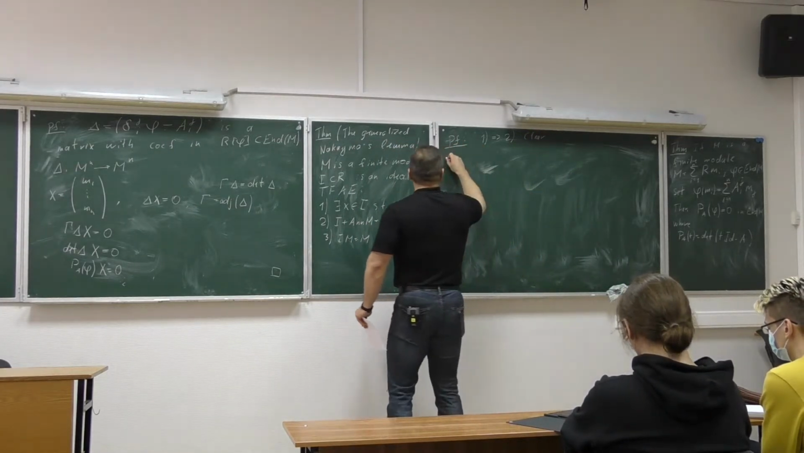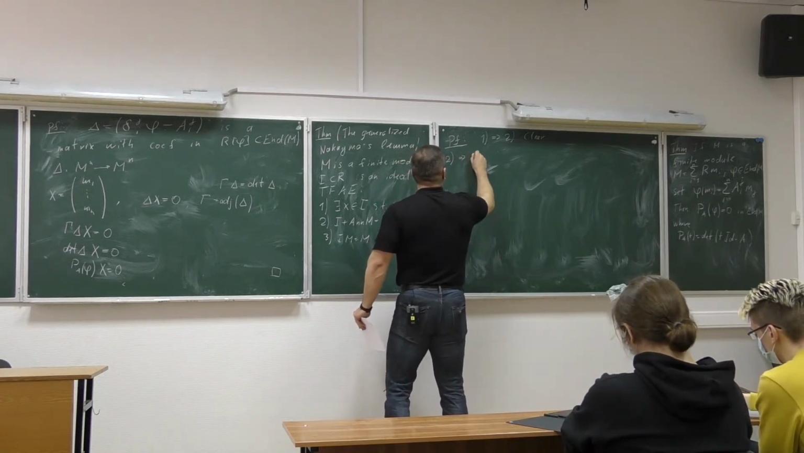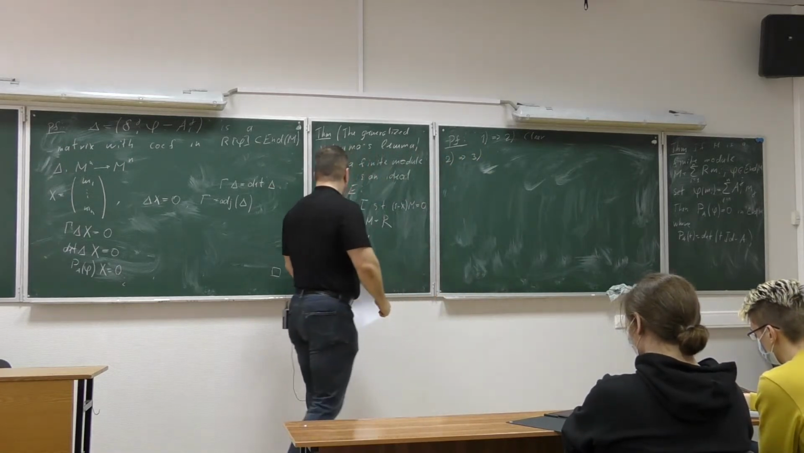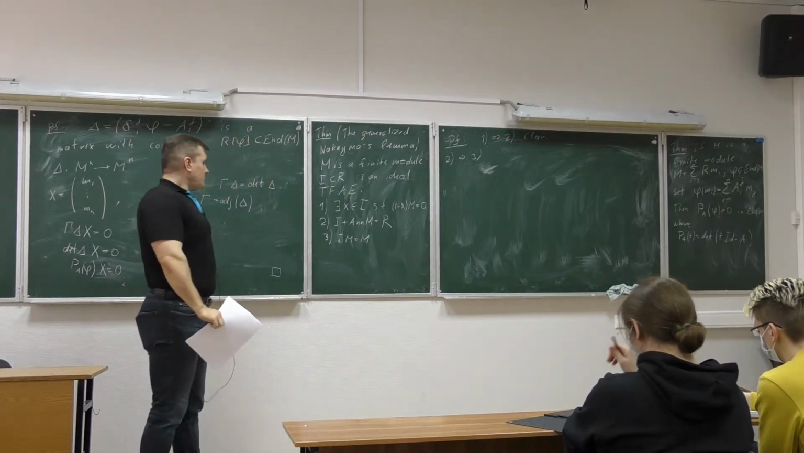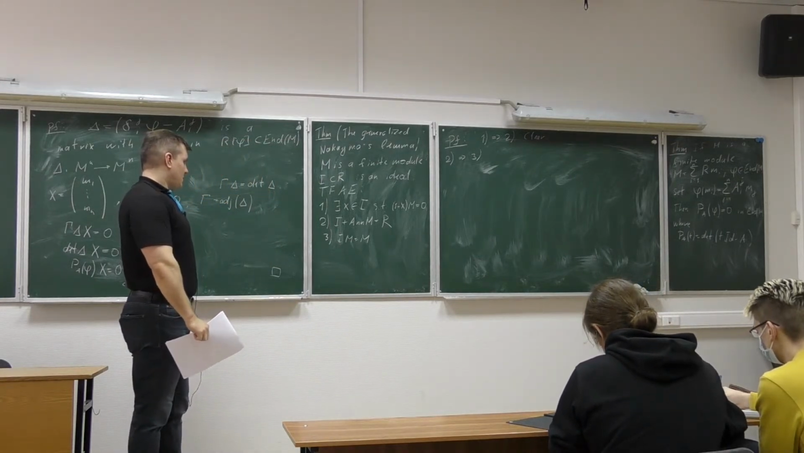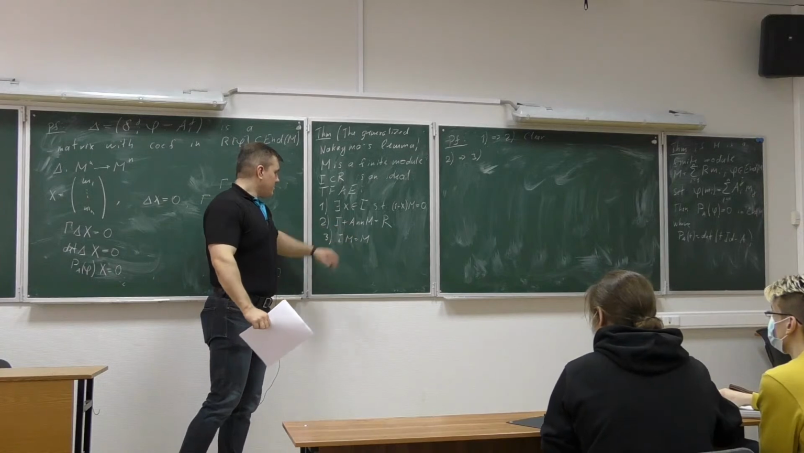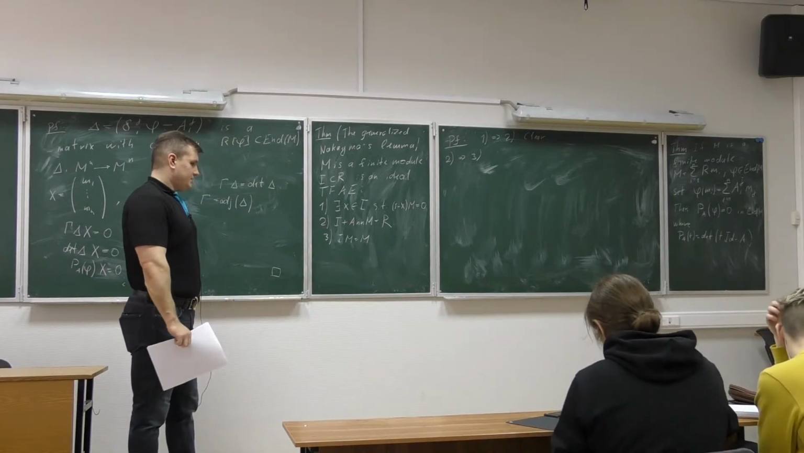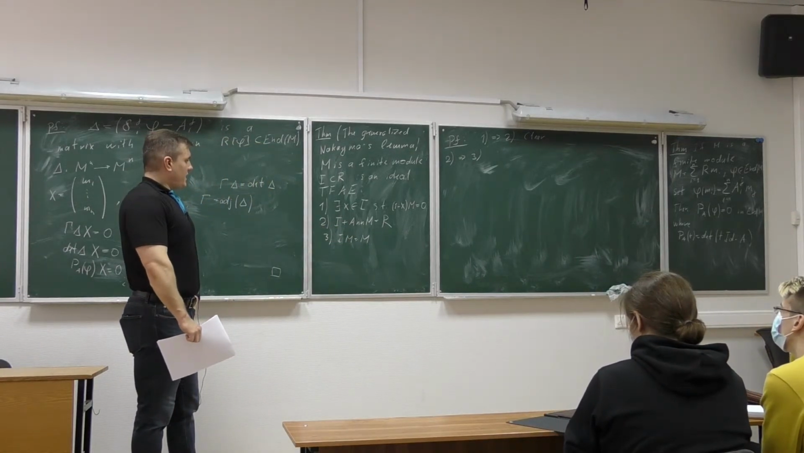Okay, now let's go 2 to 3. So we know that I plus the annihilator is the whole ring. How can we show that IM is equal to M?